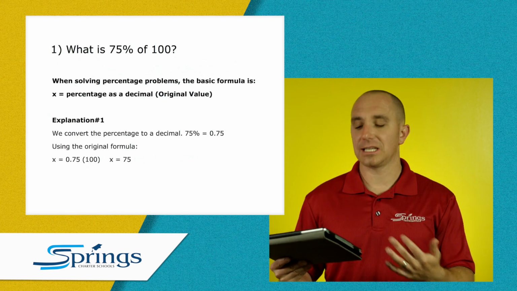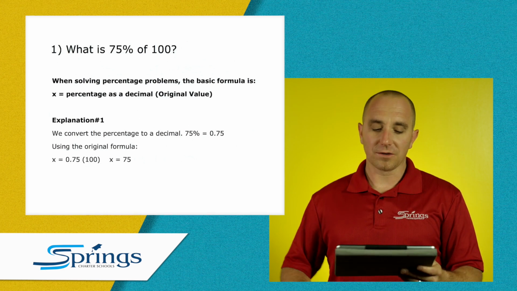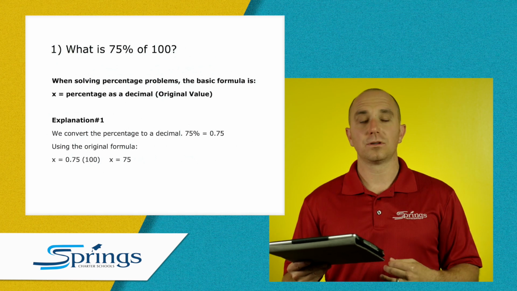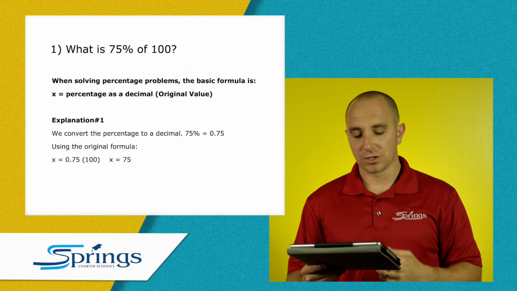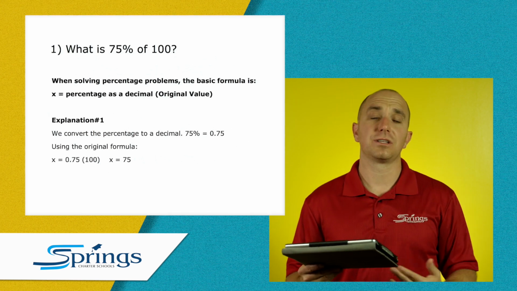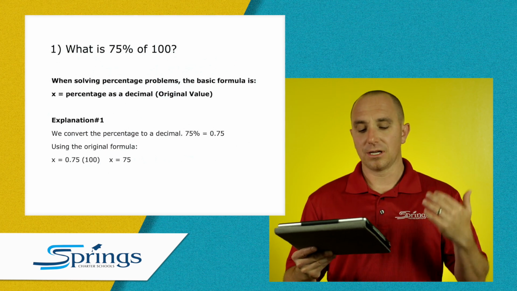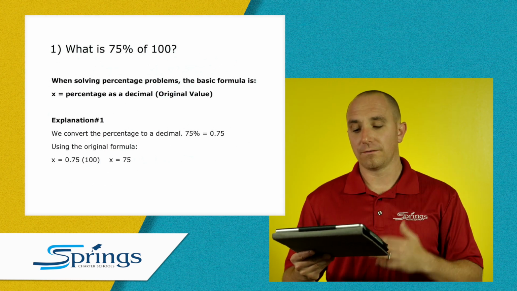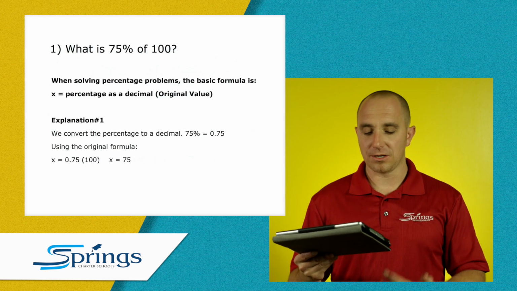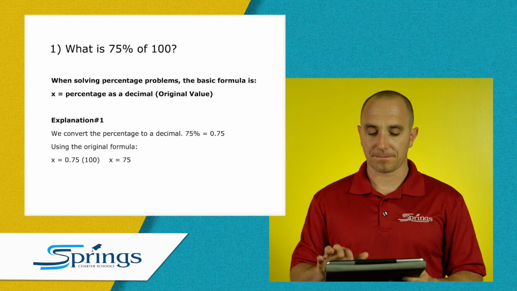All right, so now let's look at what is 75% of 100. So now this one's obviously easier, but it helps to go through the process to help with some of the other ones. So when solving percent problems, the basic formula is x equals the percent as a decimal times the original value. So we convert the percent to a decimal, so 75% is going to turn into 0.75 or 75 hundredths, and then you're going to multiply that times the original value. So then you have 0.75 times 100, and if you multiply that out, you're going to get 75. So 75% of 100 is 75.